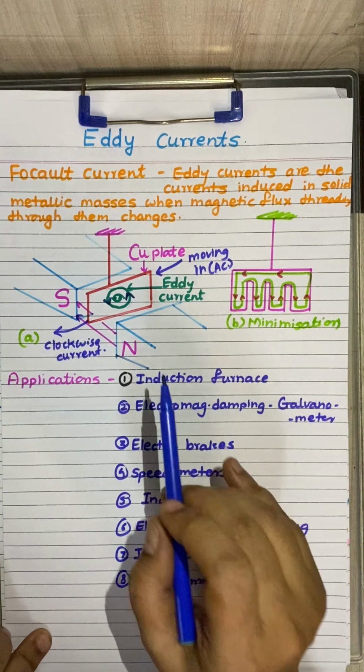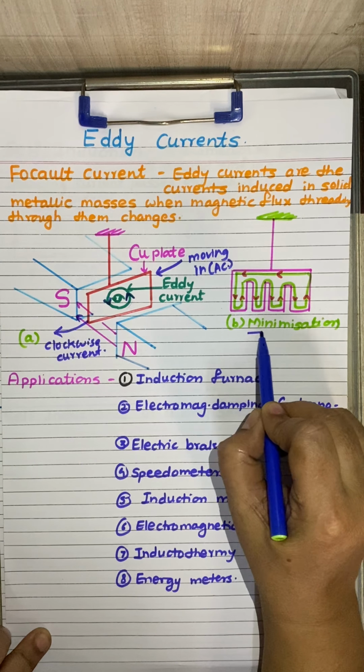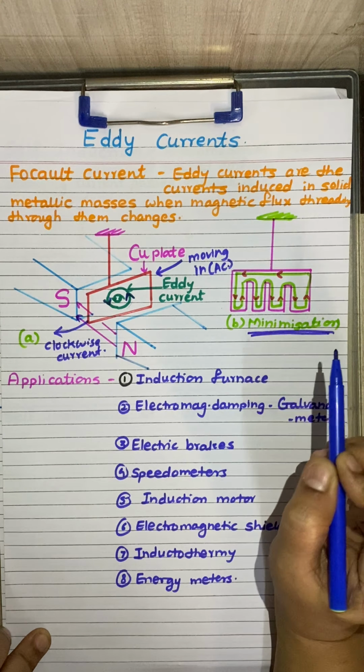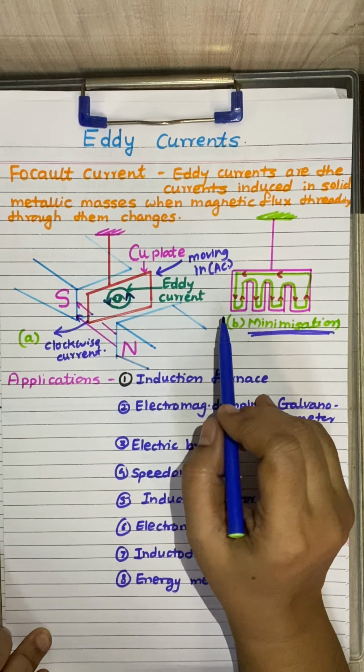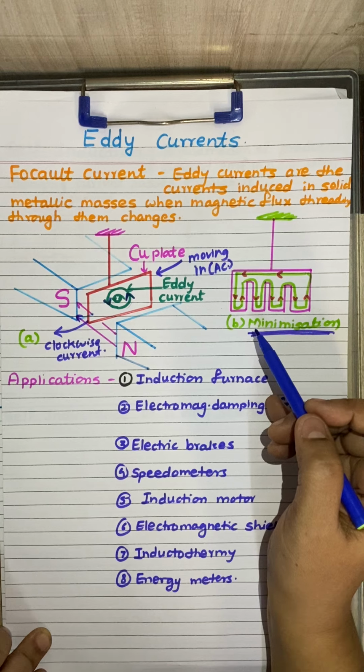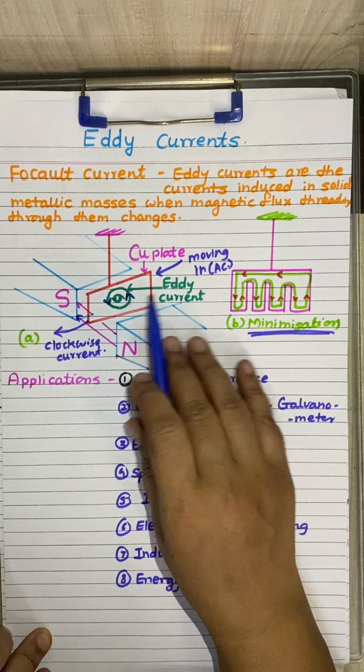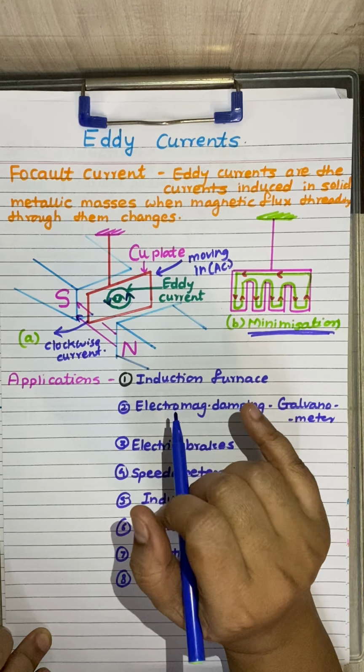Now we want to find out how to minimize these currents. Eddy currents are the currents which generally cause unnecessary heating of the device.